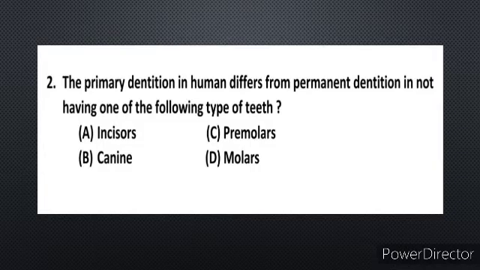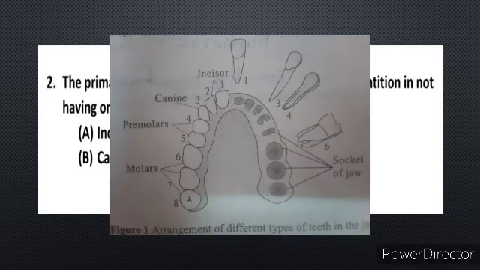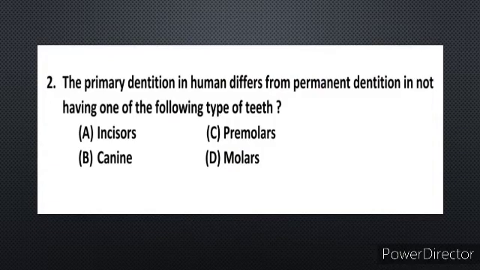In permanent dentition you have 32 teeth, 16 in the upper jaw and 16 in the lower jaw. What are those 16? 4 incisors, 2 canines, 4 premolars and 6 molars. So what is the tooth that is missing in the primary dentition? The answer is premolars.